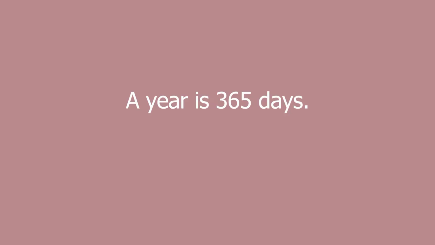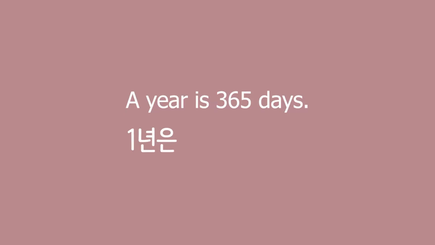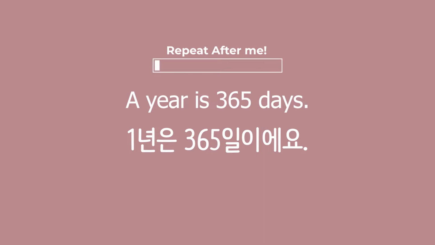What about this one? A year is 365 days. How'd you say? It's still the same. You need to say 1 year. We already know year counter. So 1 year, 1년은, right? 1년은 365일. Don't forget, 일이에요. 1년은 365일이에요.